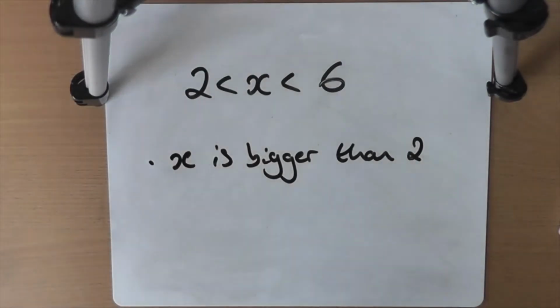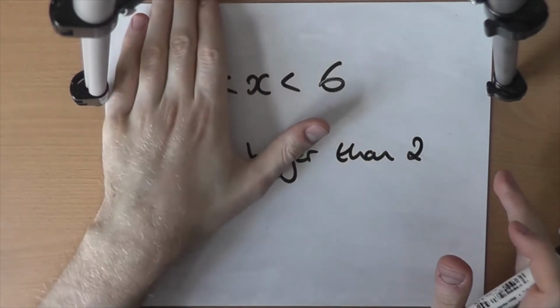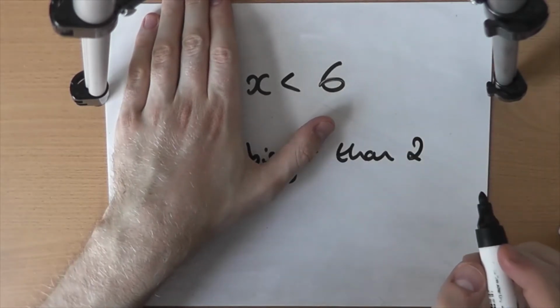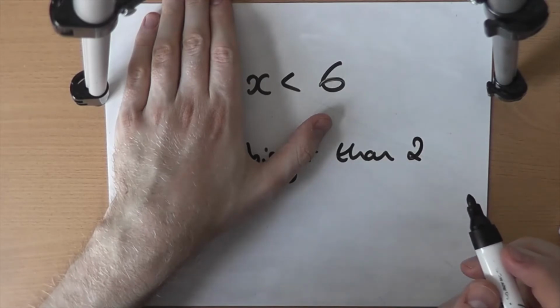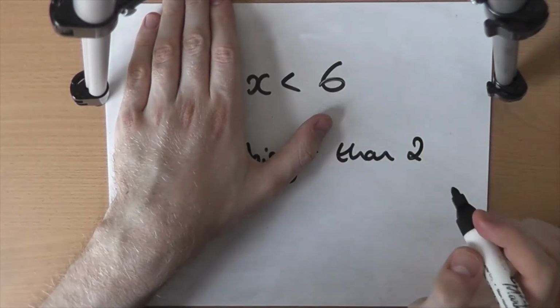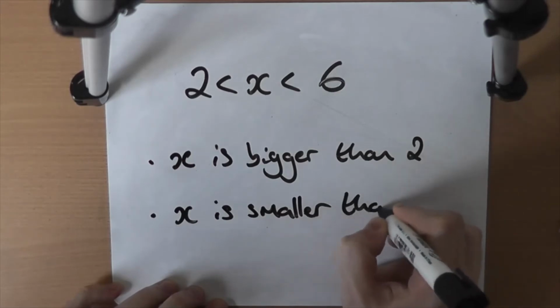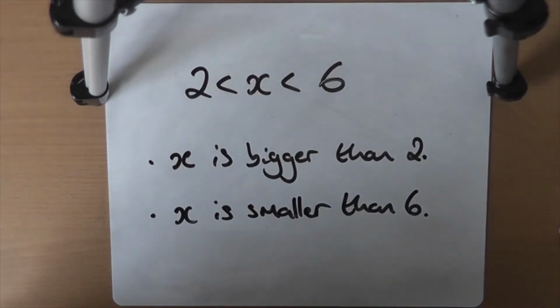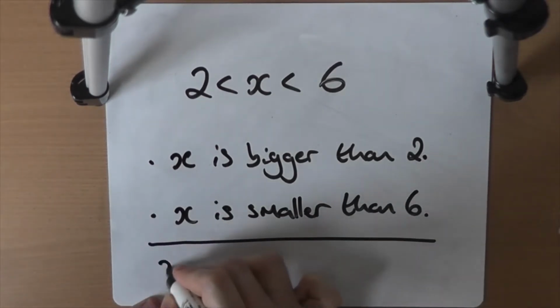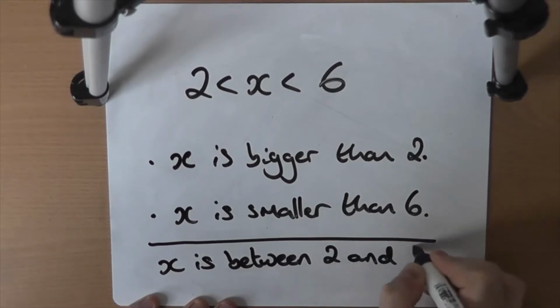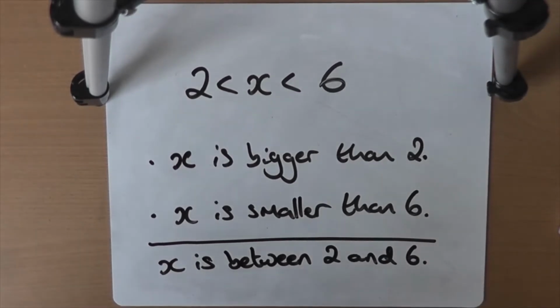Now if we look at the other half of the inequality, if we look at this bit here, and look at the x and the 6, a comparison is being made between the two. The 6 is on the larger side, the x is on the smaller side, the x is being pointed towards, and the inequality sign always points towards the smaller value. X must be then smaller than 6. Now if x is bigger than 2, and whatever number x stands for is smaller than 6, we could just combine those two things together and say that x is between 2 and 6. Bigger than 2, smaller than 6, it must be between the two values.